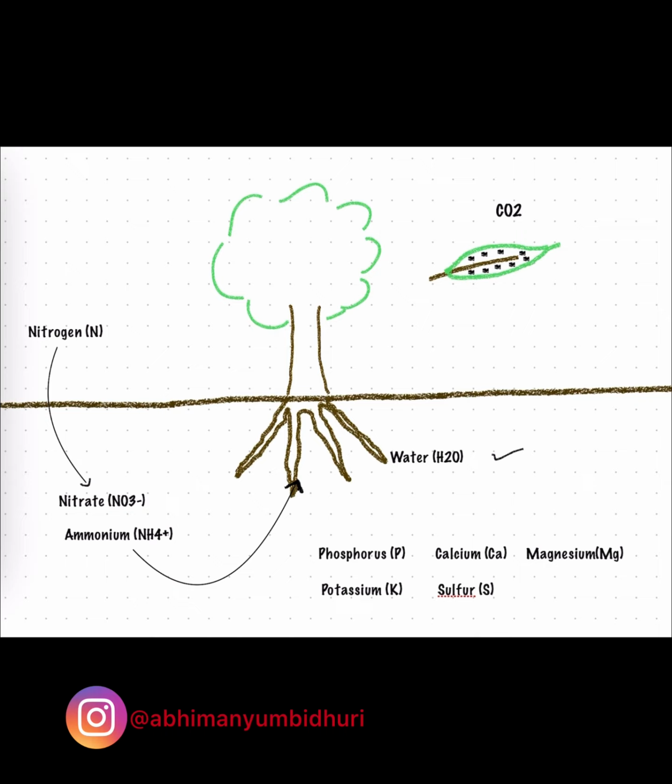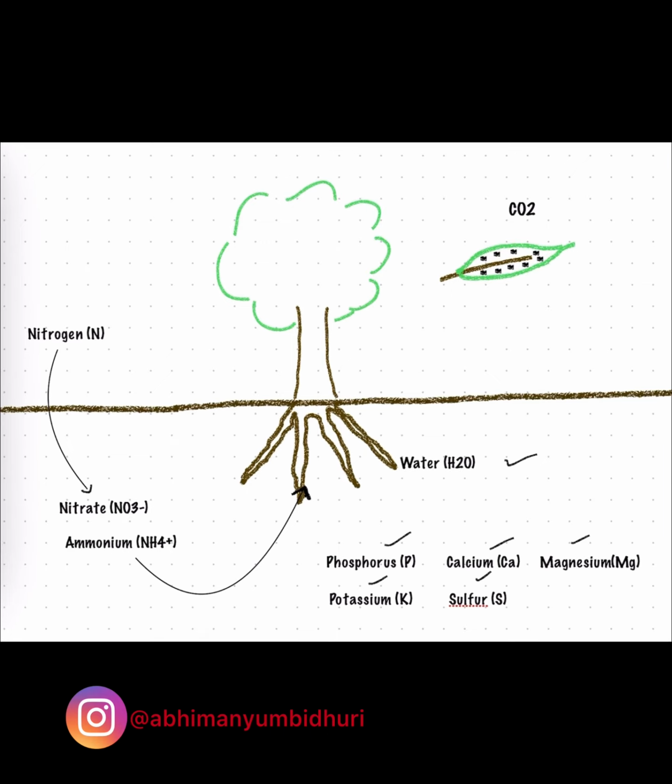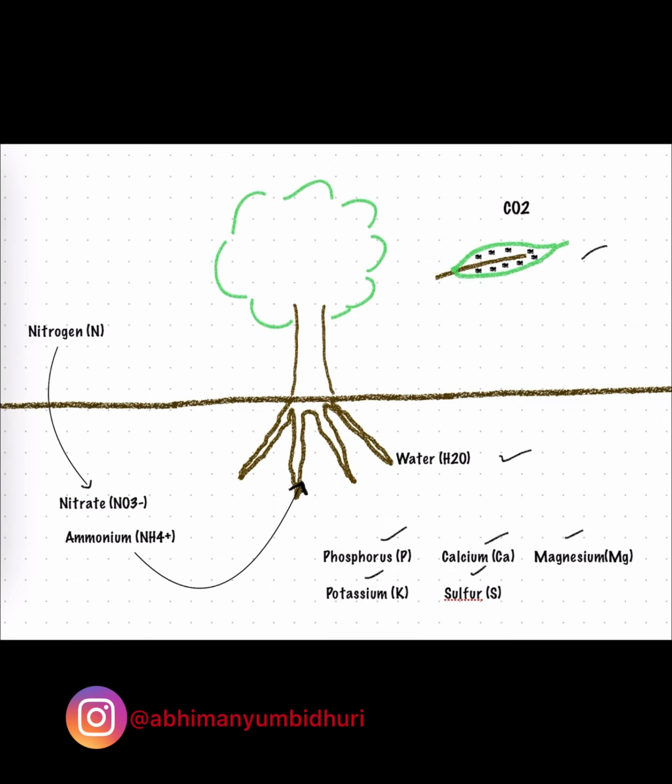It is essential for photosynthesis and acts as a solvent for nutrients and a medium for various cellular processes. Similarly, phosphate, calcium, magnesium, potassium, and sulfate are also taken up from the soil and help in various functions. Carbon dioxide is absorbed from the atmosphere through tiny pores called stomata on the leaves. Nitrogen is absorbed from the soil in the form of nitrate and ammonium.